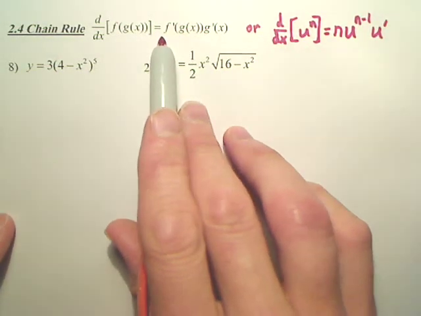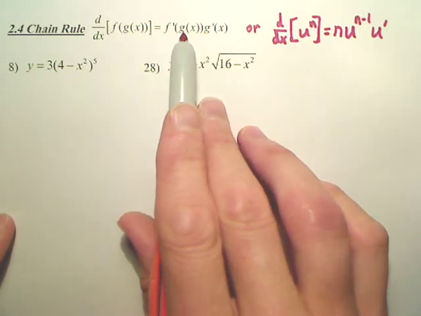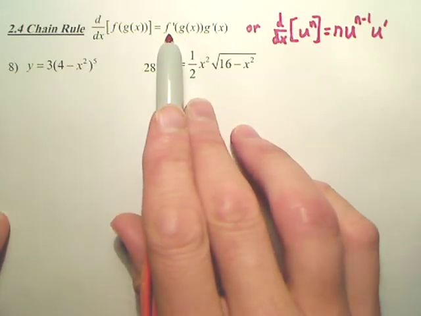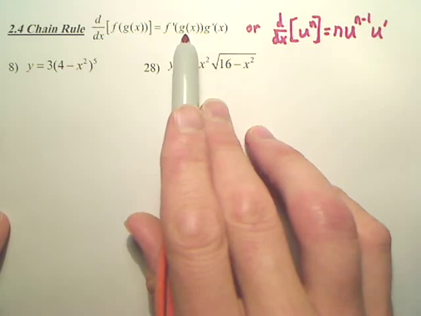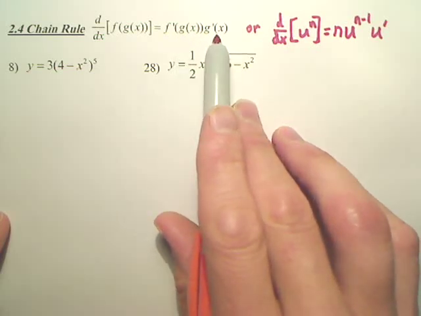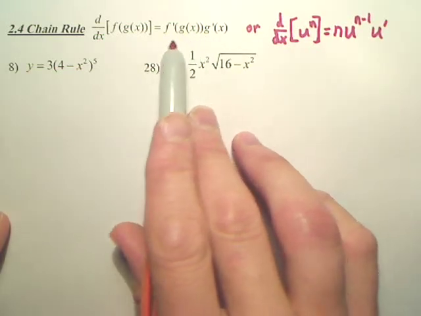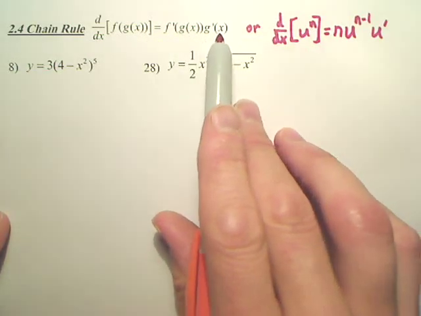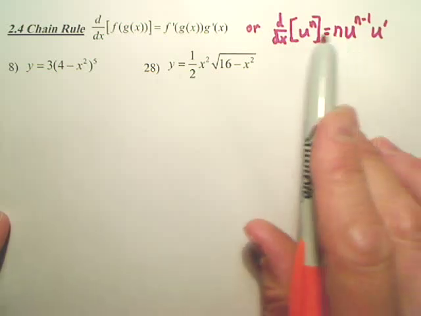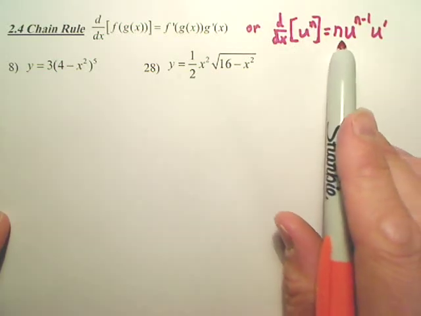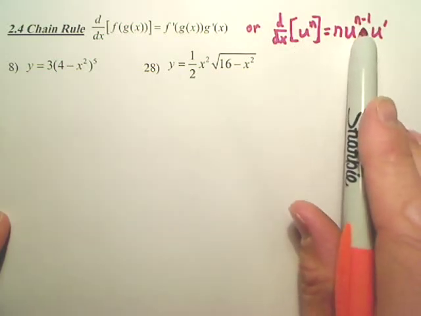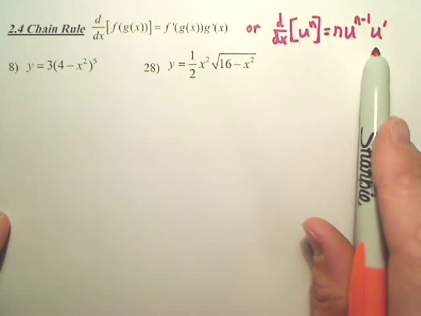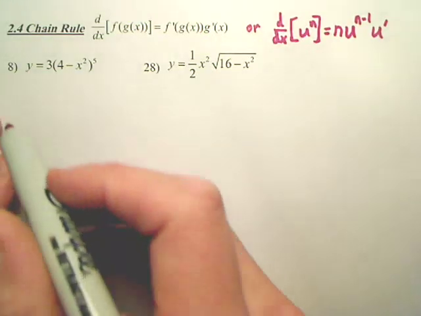The basic idea is you derive the outside, leave the inside, and then derive the inside. That's what that's saying. You're deriving f, which is the outside, leaving g, and then you derive the inside. That's what this is saying too. U to the n, you derive u. That's normal, right? Except at the end, you derive the inside as well and multiply by it. That's the chain rule. It takes some practice.